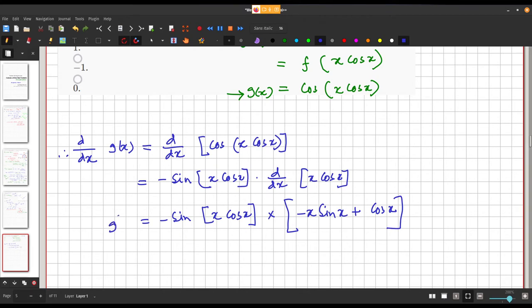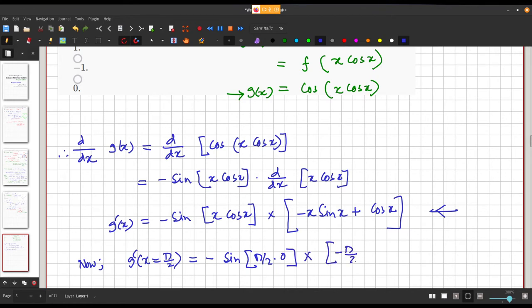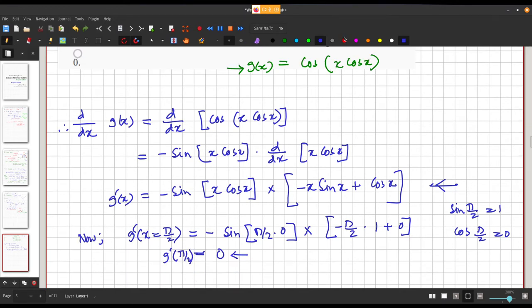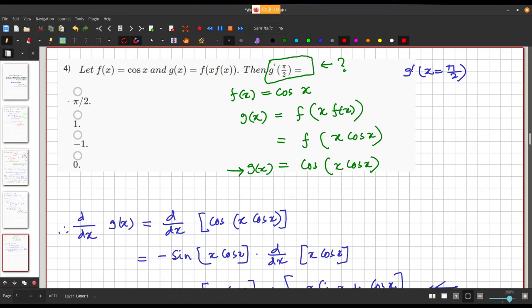Okay, so this is the value of g prime x. Now, for x equal to pi by 2, this function will take the value sine of pi by 2, cos pi by 2 is 0, minus pi by 2, sine pi by 2 is 1, and again cos pi by 2 is 0. So this will be sine 0, so the whole thing will be 0. So this is the answer. So option 4 is the correct answer.